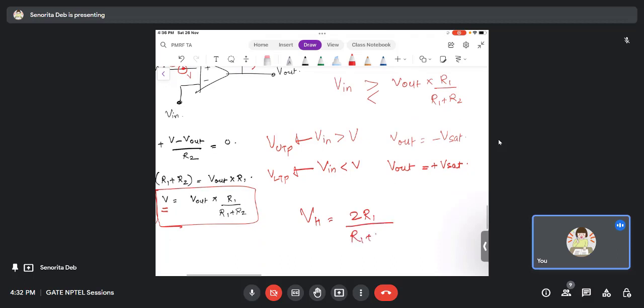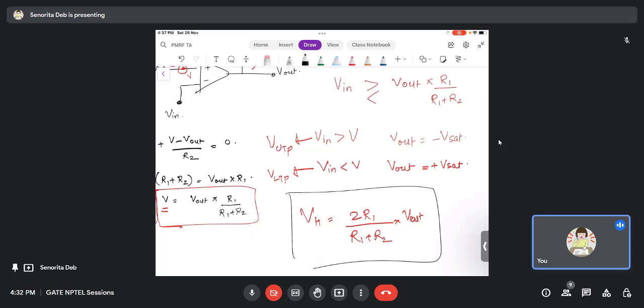So you have to be careful if a question comes. If it is asking for inverting configuration, if it is giving the input to inverting and the positive feedback is there, you have to solve in this way. If it is positive feedback and input is to the non-inverting terminal, you have to solve it the earlier way. Okay, I hope you are getting my point here.